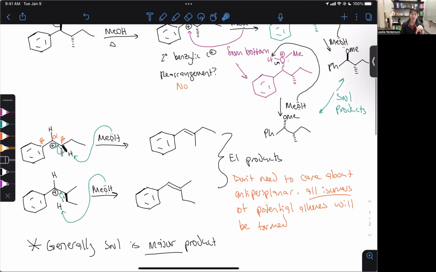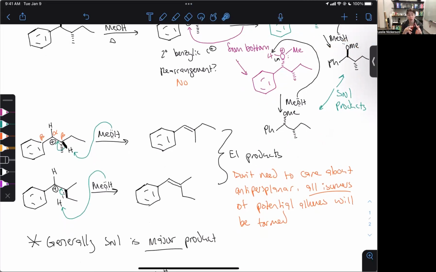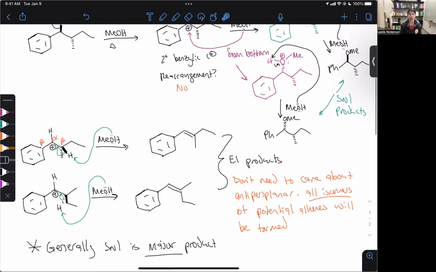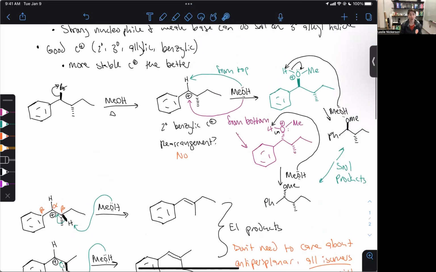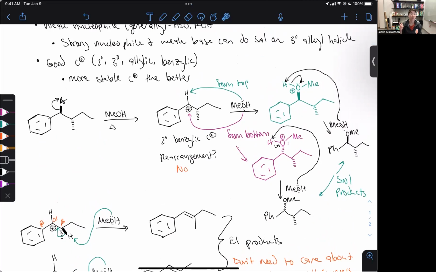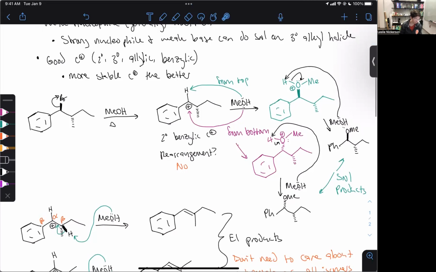We will talk about some E1 reactions where the E1 is the only product formed, and we'll talk about the circumstances that that occurs in. But that's kind of what we're looking at here for SN1 and E1. We want to make sure that we're thinking about good carbocations, what kind of nucleophile we've got. If you've got an alcohol, that's generally going to indicate that you've got some sort of SN1 or E1 reaction going on here.